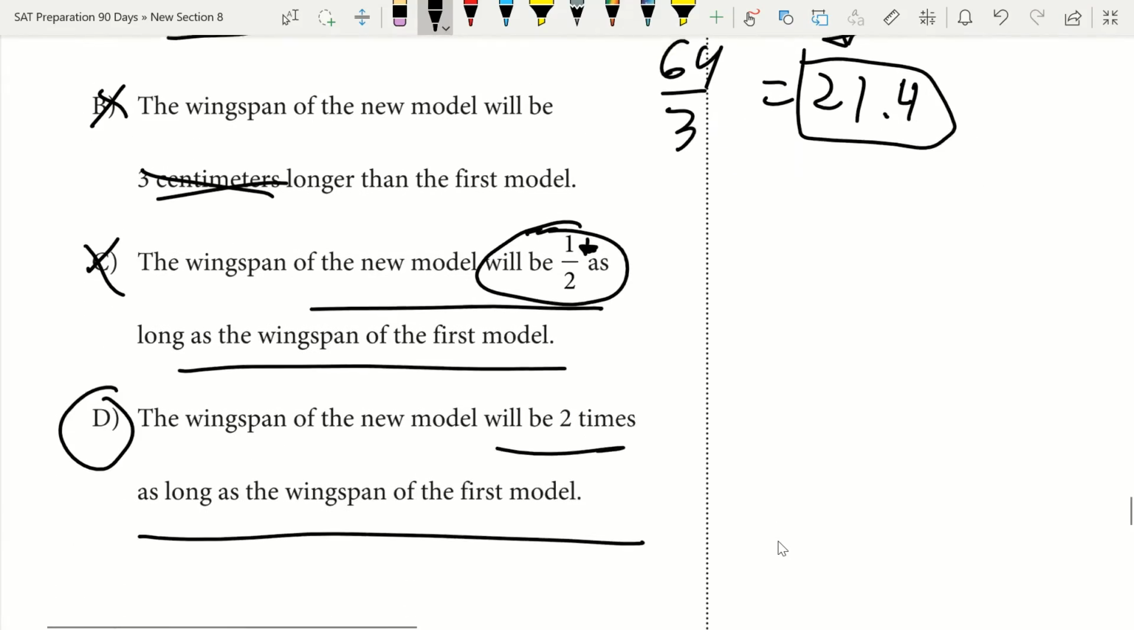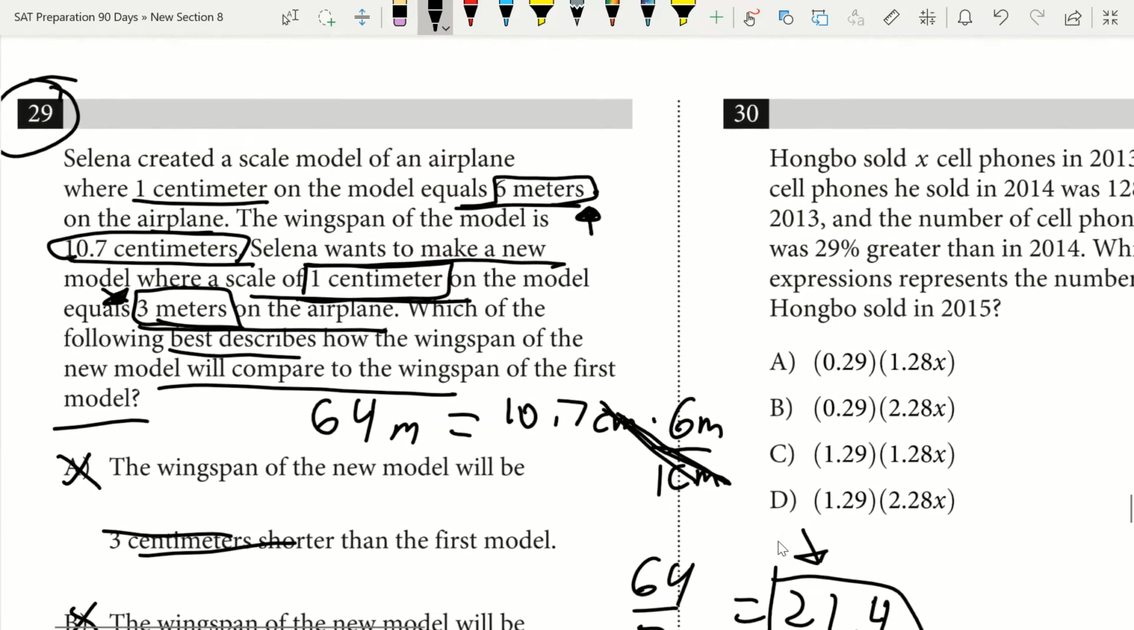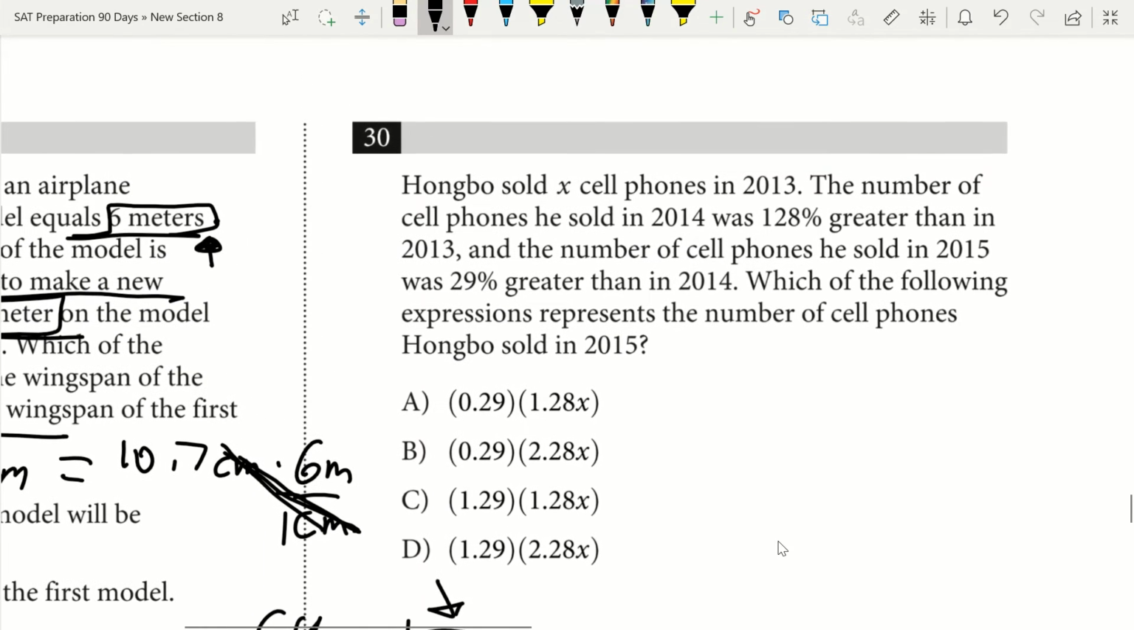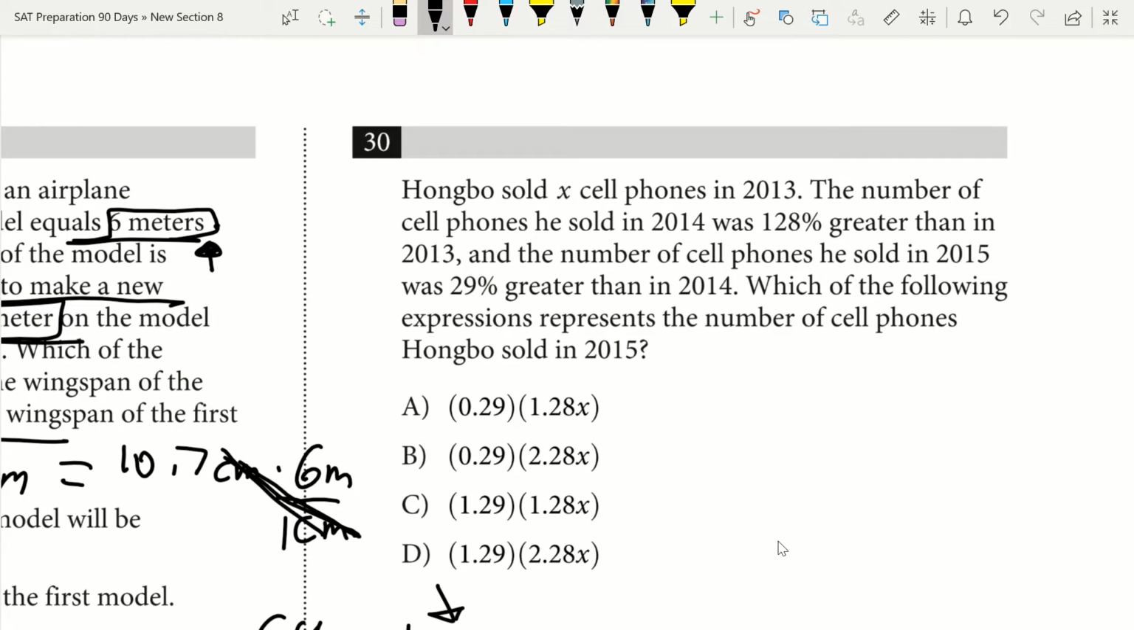So hopefully that was helpful. Really, I'm just trying to stress with that, if you got a question on 29 or 30, just be careful because they're going to be tricky questions. So if it seems easier than it should be, just make sure that you're making the right ratio.